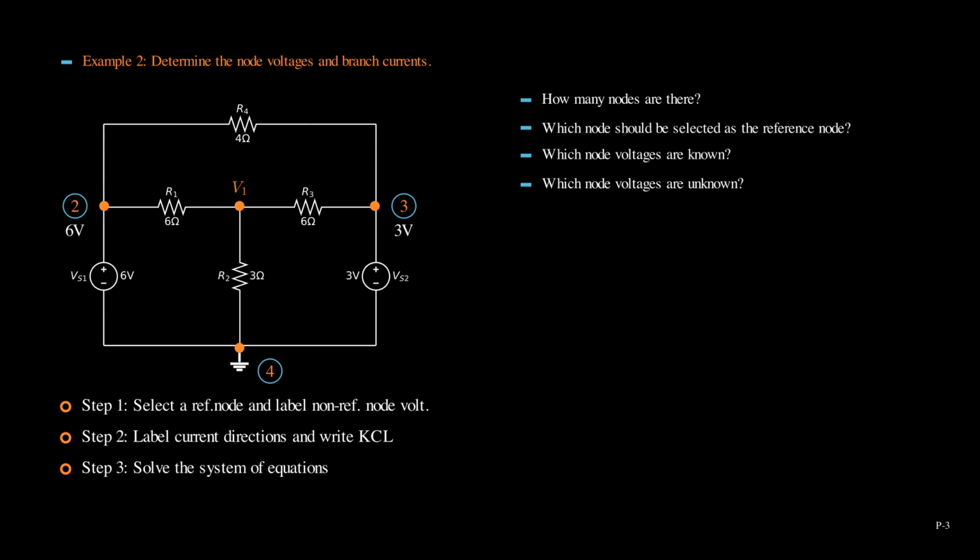The only unknown voltage is V1. Then we just label it. We do not need to label V2 and V3 because we know their node voltages. Now step 1 is done.